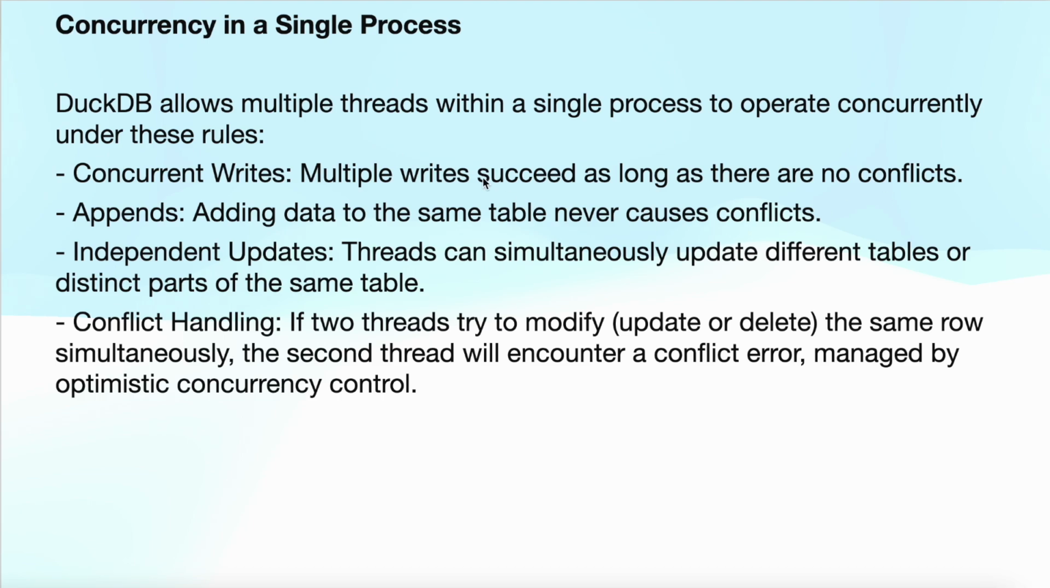For example, appends. If you have appends to the same table, they can be successful. Adding data to the same table never causes conflicts. So threads can simultaneously update different tables or distinct parts of the same table. Conflict happens only if we are trying to update the same row. If two threads try to modify the same row simultaneously, the second thread will encounter a conflict error. When you encounter a conflict error, the only option suggested by DuckDB is to rerun it again.